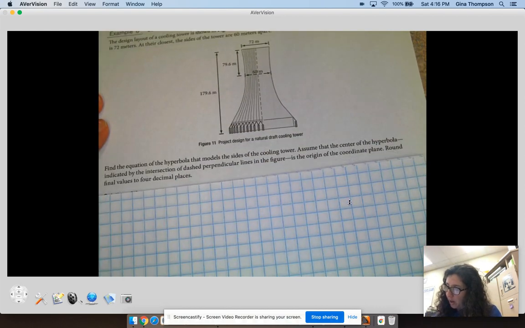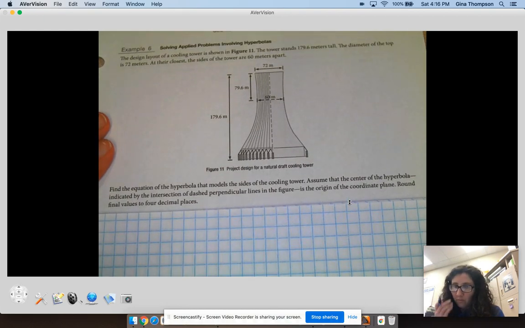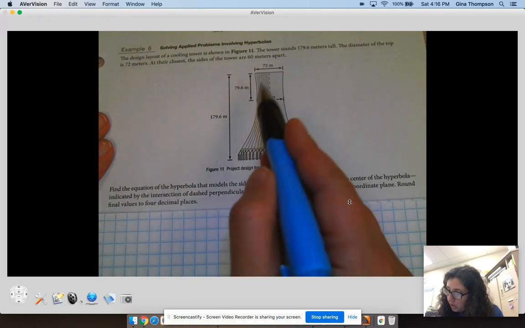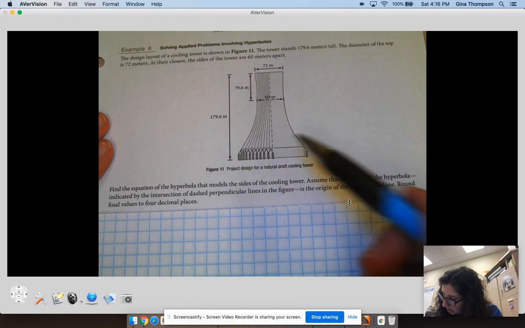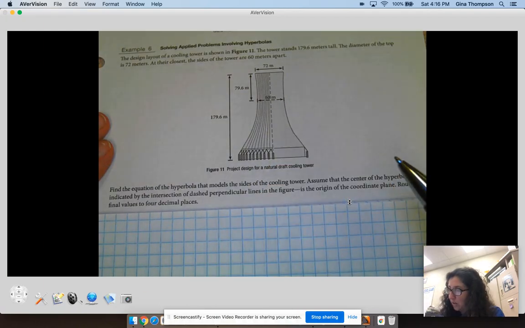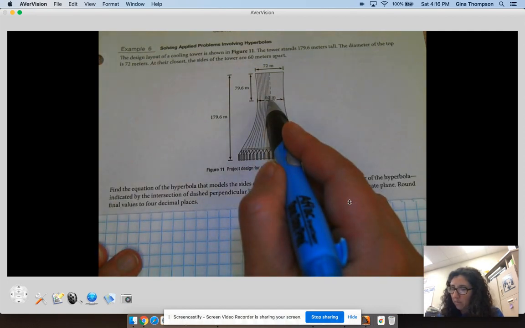Find the equation of the hyperbola that models the sides of the cooling tower. Assume that the center of the hyperbola, indicated by the intersection of the dashed perpendicular lines in the figure right here, is the origin of the coordinate plane. Round final values to 4 decimal places. Okay.